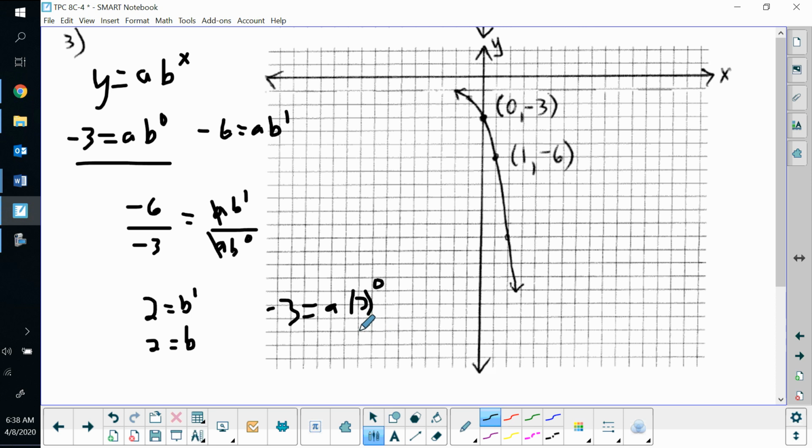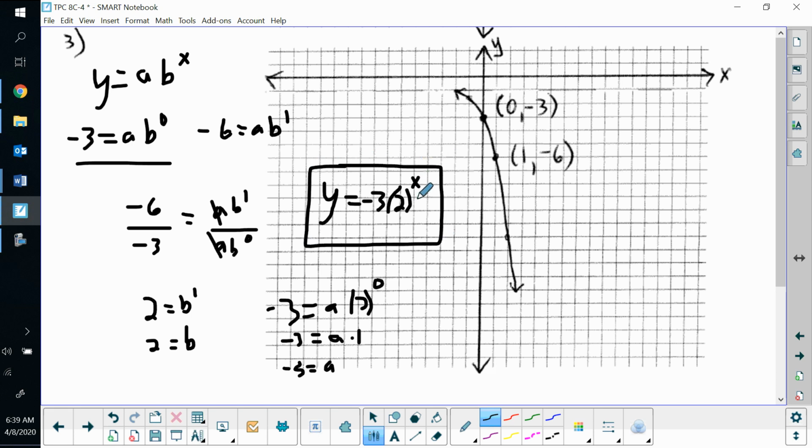So we'll have 2 to the 0, which is just 1. So we just get negative 3 for a. To finish off, make sure you write your equation. So we've got y equals negative 3 times 2 raised to the x. We can check that by putting in a graphs page, do a control T, see if those 2 points are in the table.